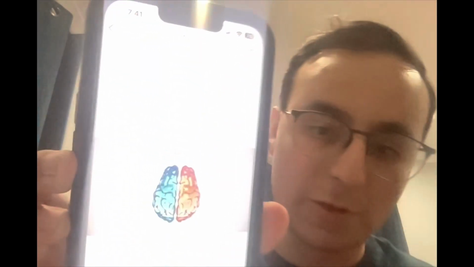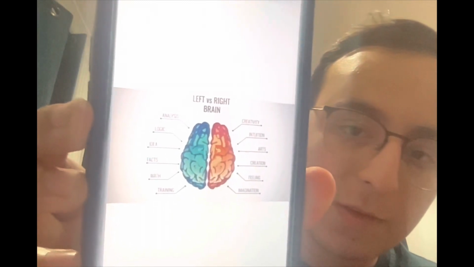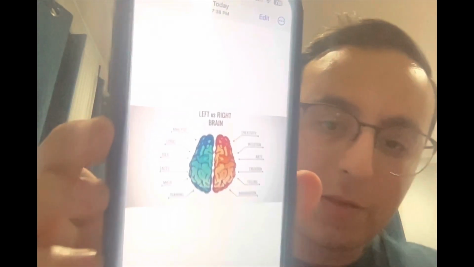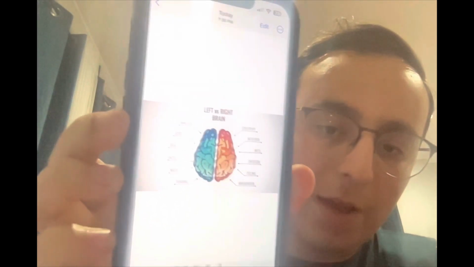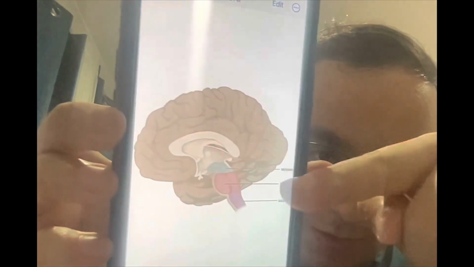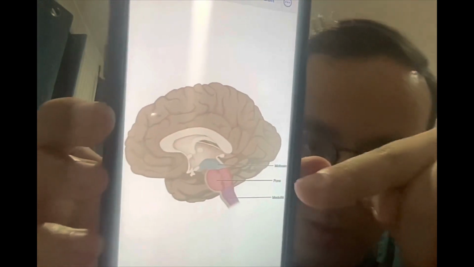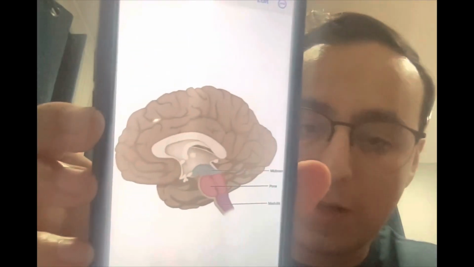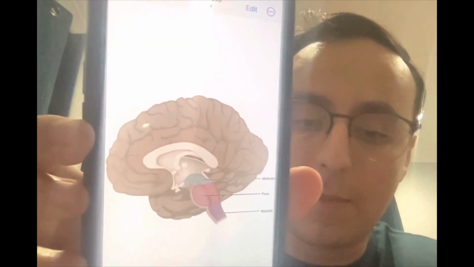Okay, so here we have the two hemispheres of the brain. It just kind of divides the brain into two halves. And those are the two different hemispheres. And then we have at the top, that green part right here is the midbrain. A little bit lower than that is the pons, and under that is the medulla.